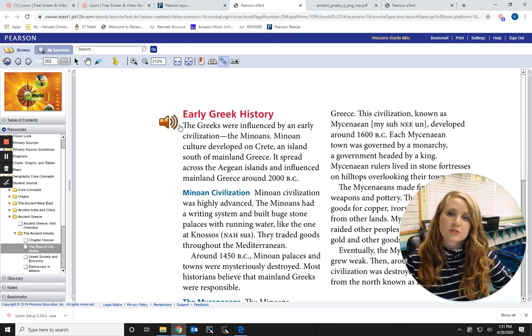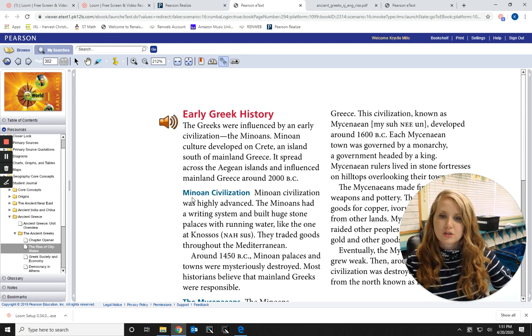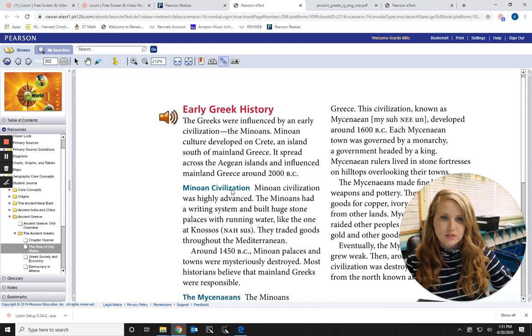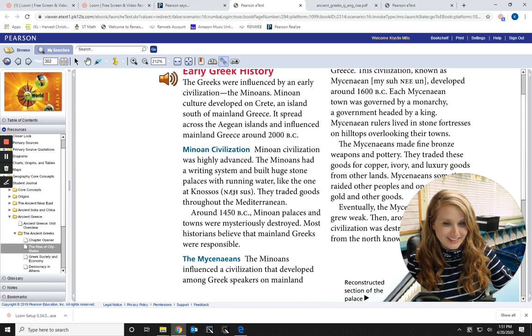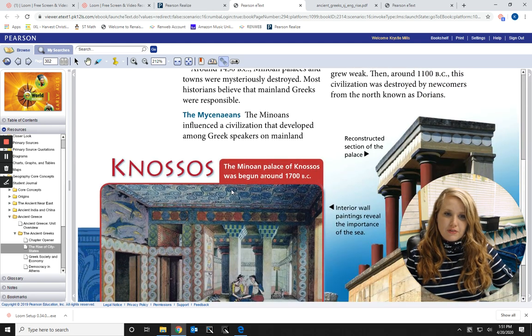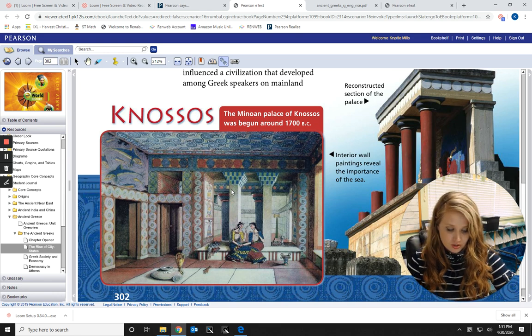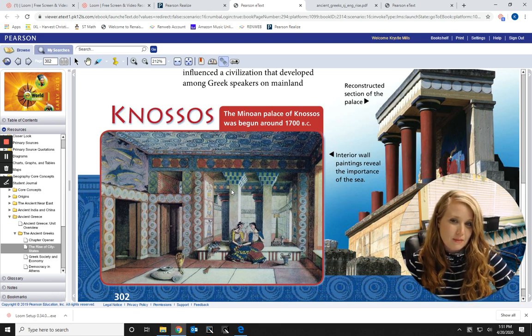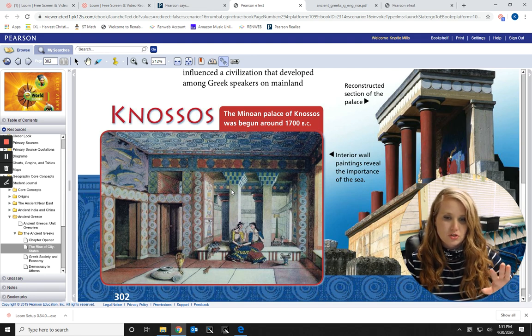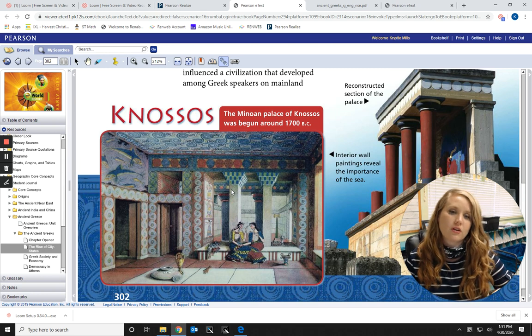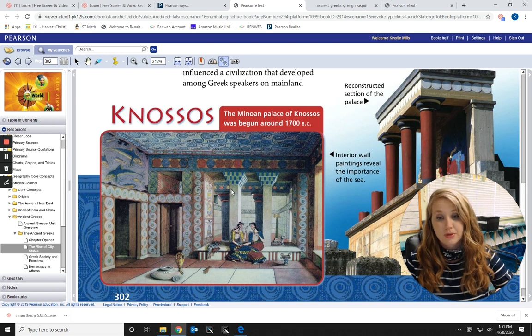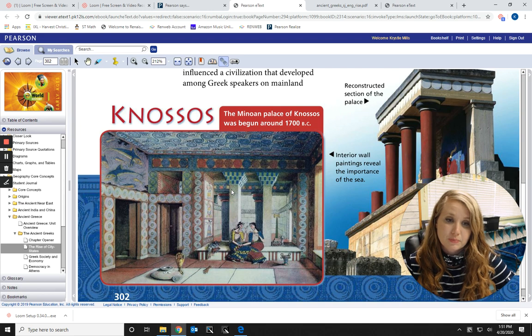Page 302 now, we see the title is Early Greek History, and we're going to learn about Minoan civilization and the Mycenaeans. Now, if I scroll down and I look at this picture here on page 302, that palace looks pretty ornate. There's a lot of decorations, and it makes me think that they must have had a pretty advanced civilization to have that many just artwork on display and artifacts all throughout in that picture. And I see here on the caption that it says it was around 1700 BC.